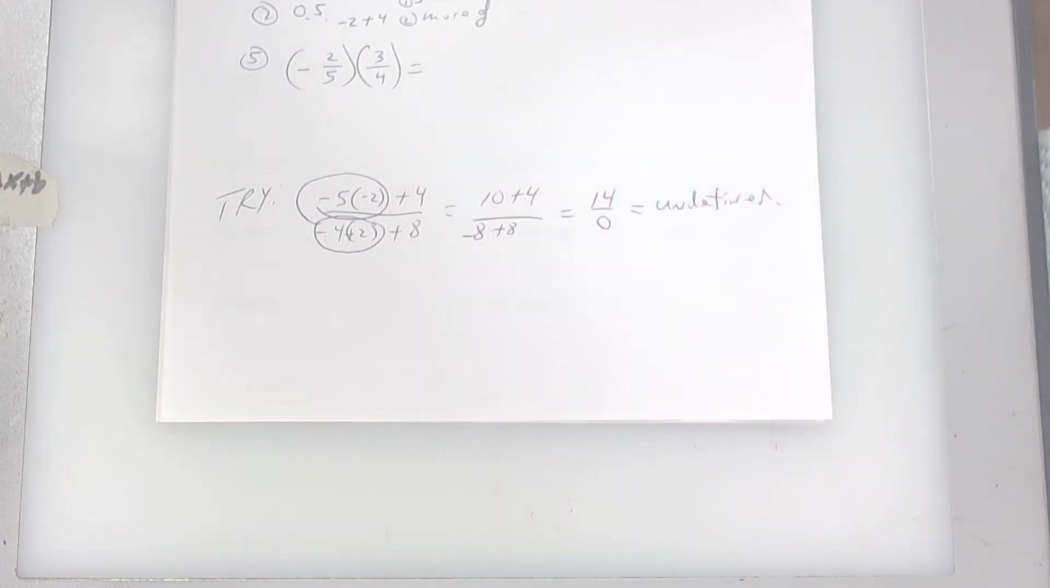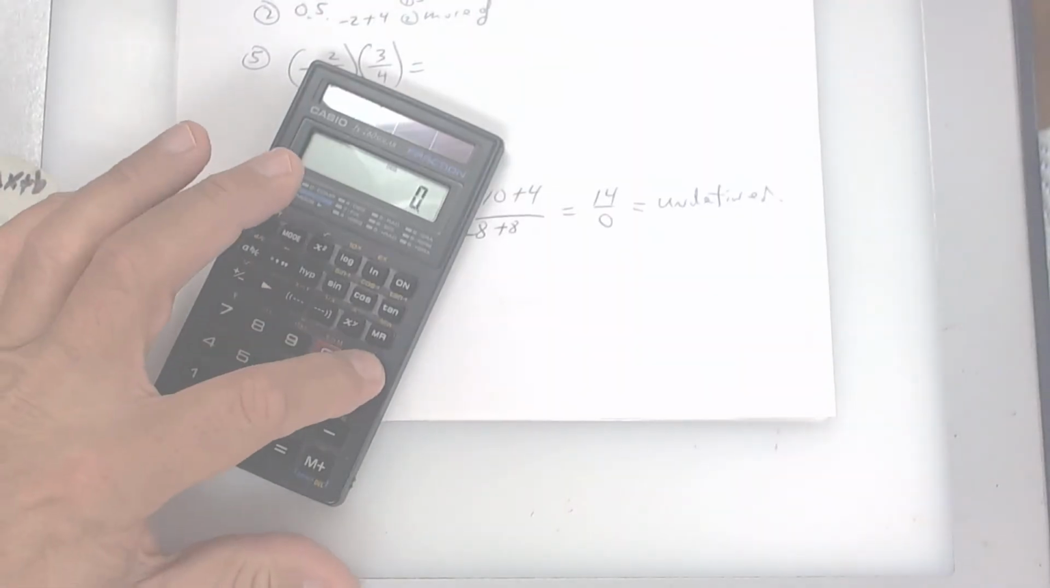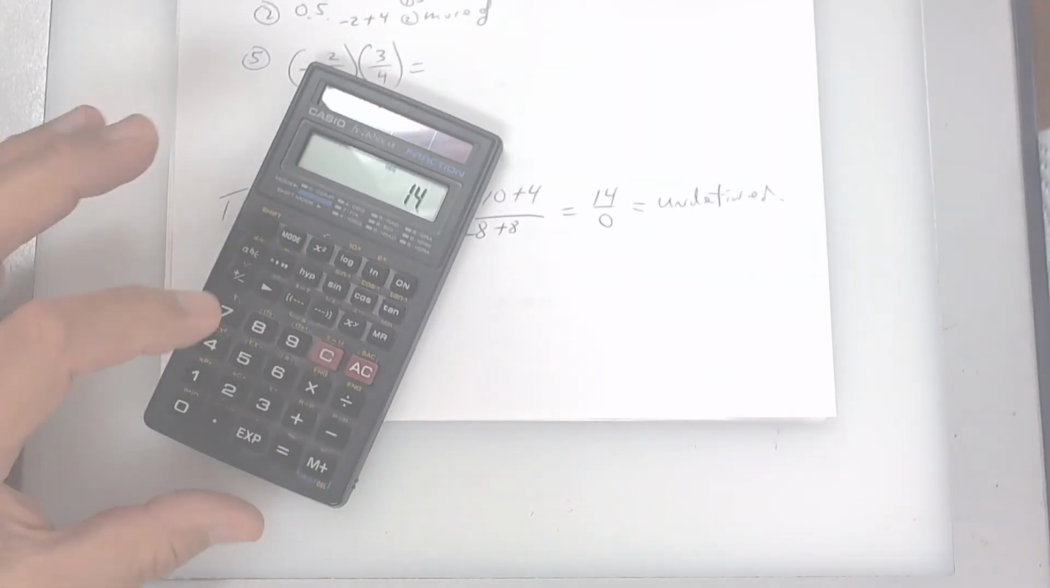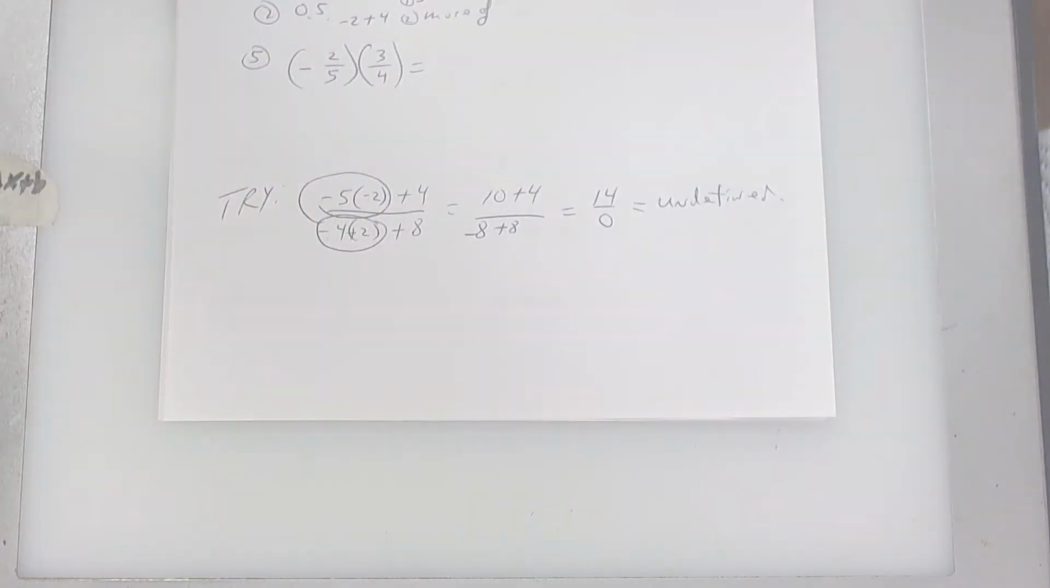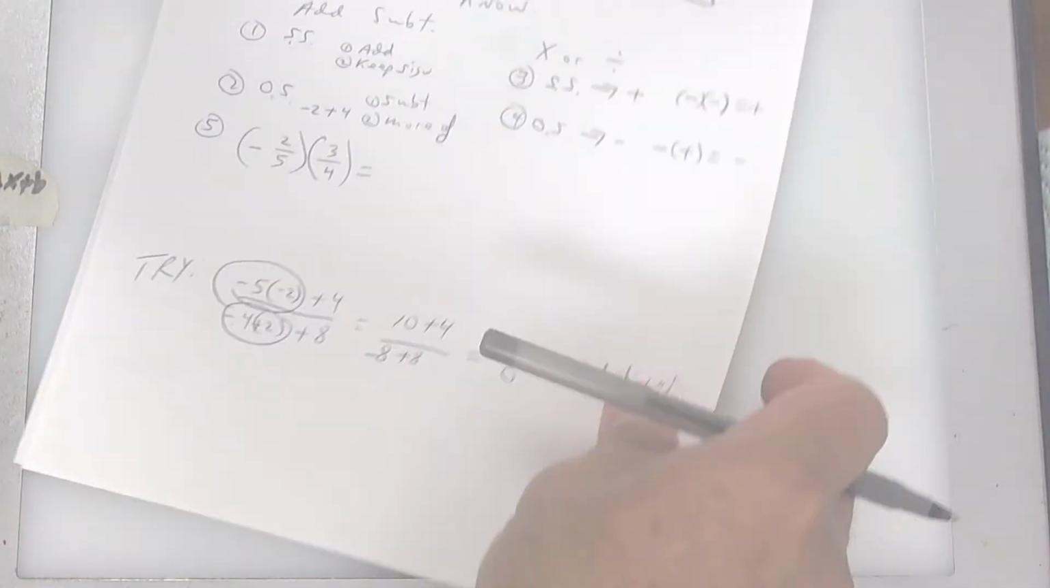Let's see how that looks in a calculator. 14 divided by 0. Error. Okay, it's undefined. There's no solution. All right. Today's work for you guys is going to be a worksheet right here.